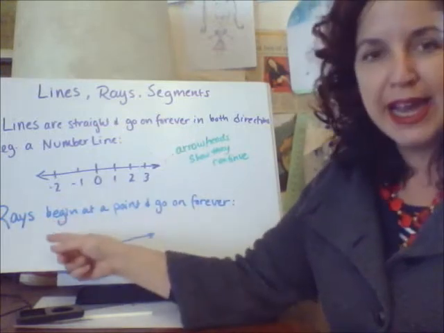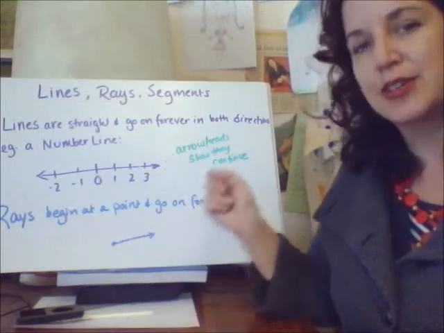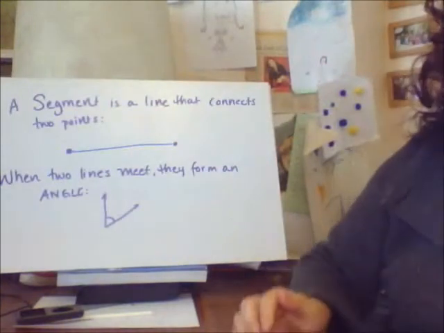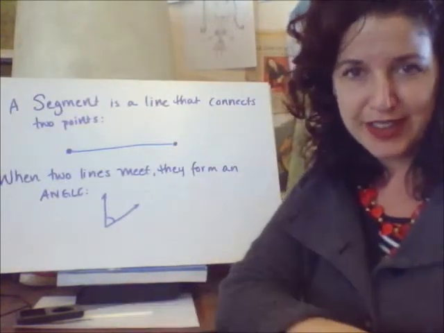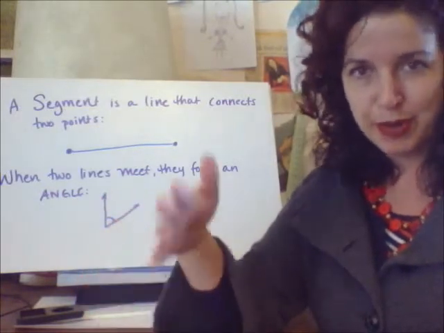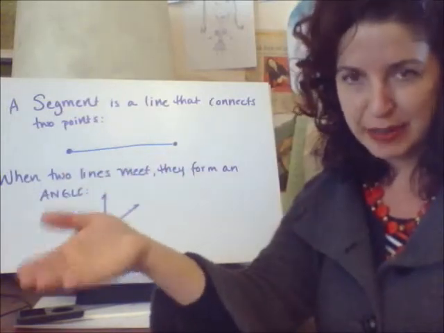Okay, a ray is different than that. A ray starts at a point and then goes on forever. So it's like a half of a line. And then there is a segment. A segment is what you guys usually would think of as a line, but in this instance, it only goes from point A to point B. So it's something straight drawn between 2 points. We call it a segment.